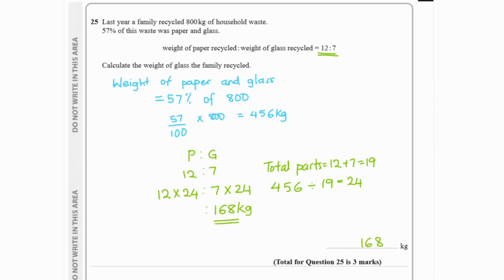This was a 3-mark question, and the first mark would be given for finding 57% of the 800. The second mark would be for finding that one part was worth 24 kilograms, and the final mark for multiplying the 24 by 7 and giving a correct final answer of 168 kilograms.